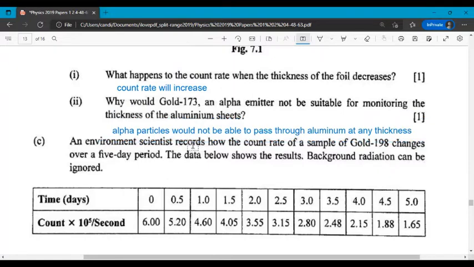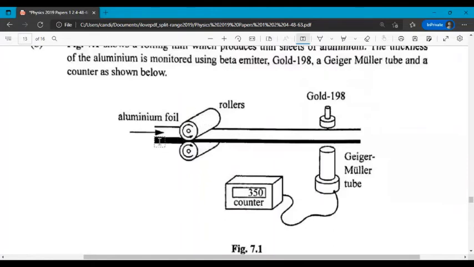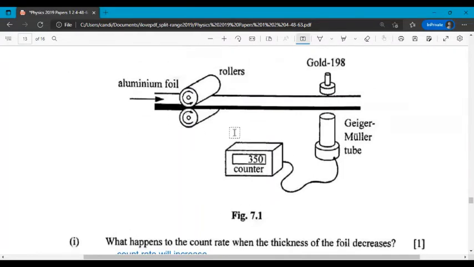Now, if you wanted to use an alpha emitter as an indicator for the thickness of maybe paper, which at below a certain thickness, some alpha particles may be able to get through, then that would be a similar setup like this. Instead, where the aluminum foil is, you would have paper.